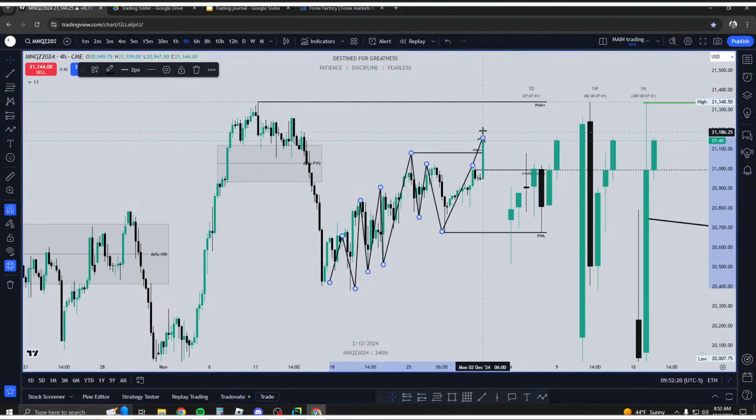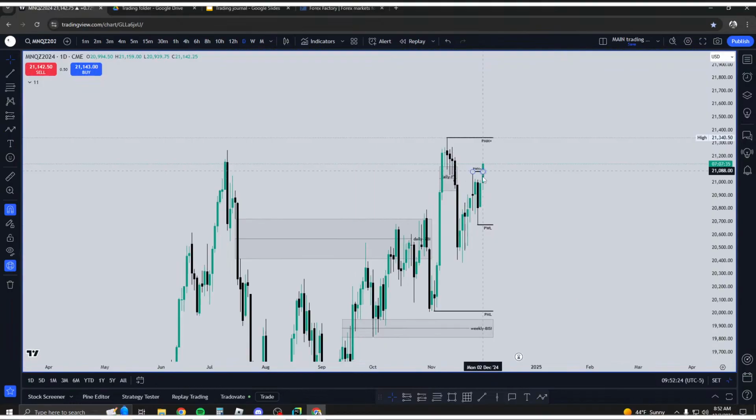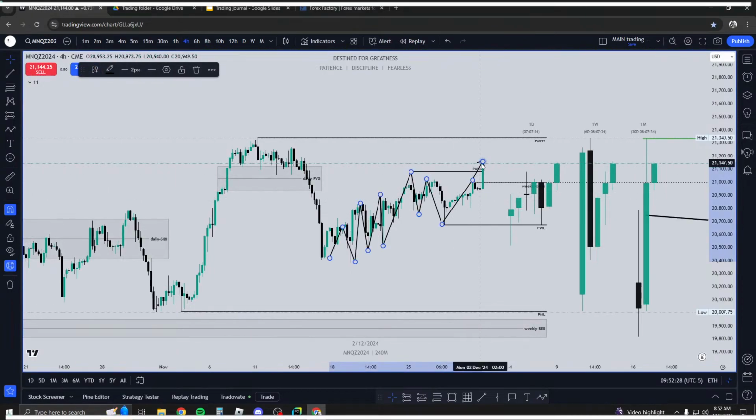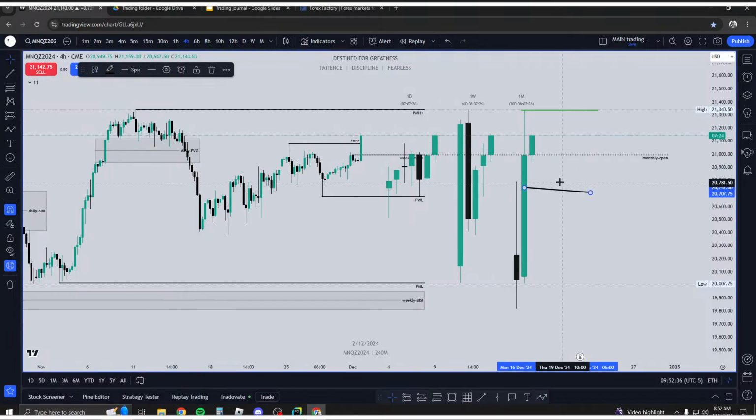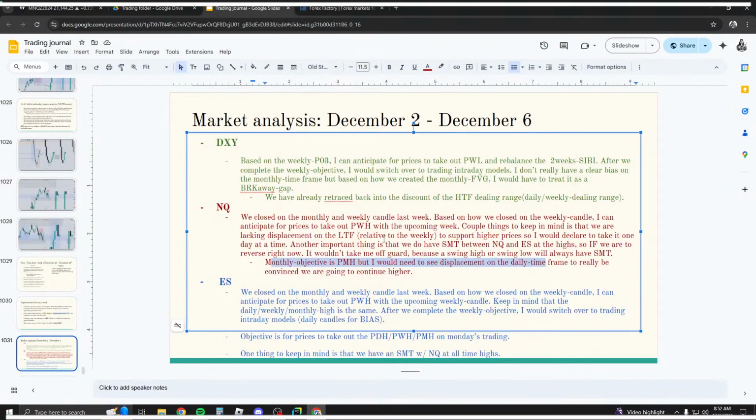You guys can see it here on the daily time frame too. It's just a lot of back and forth. So that's why I'm going to sit on the sidelines for the monthly candlestick at least. I have a bullish bias here, but I would just be a little bit careful. NQ and ES, we already completed the weekly objective, and that basically covers the pros and cons.